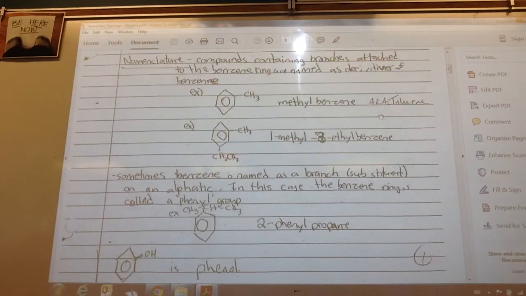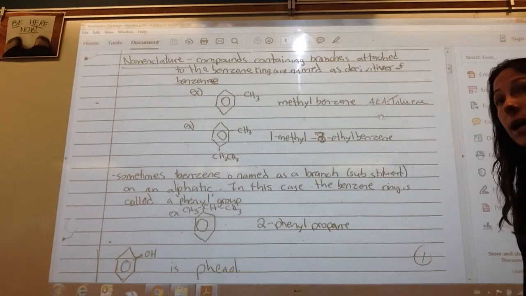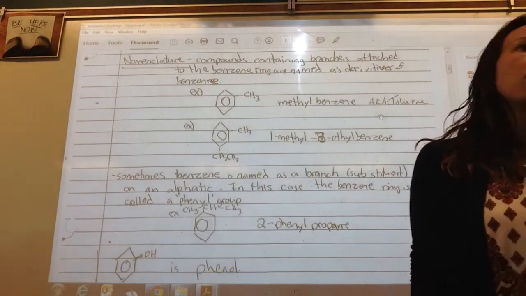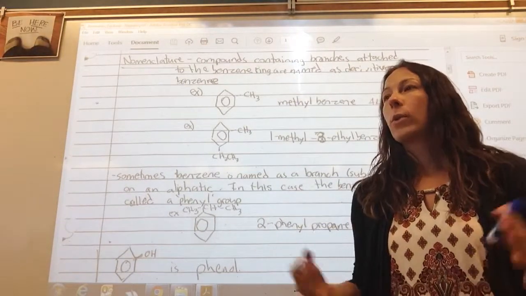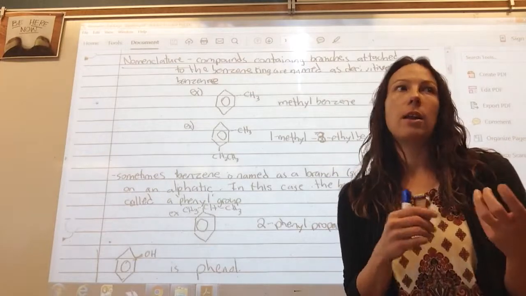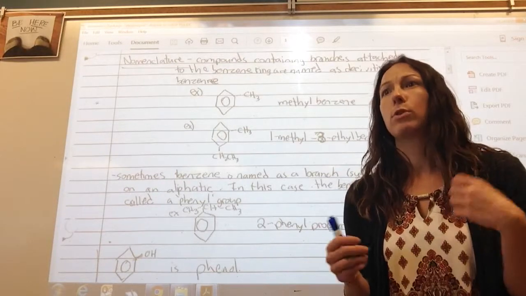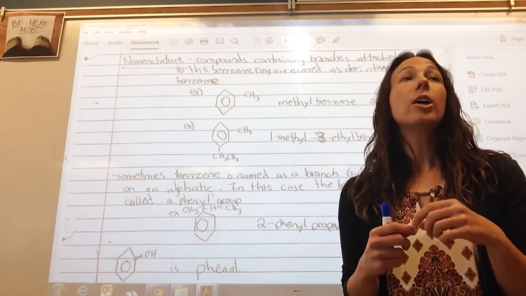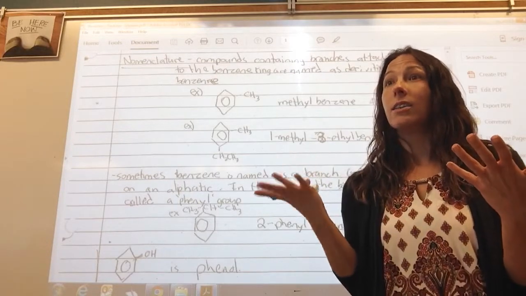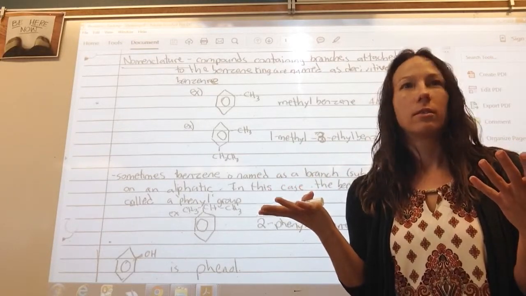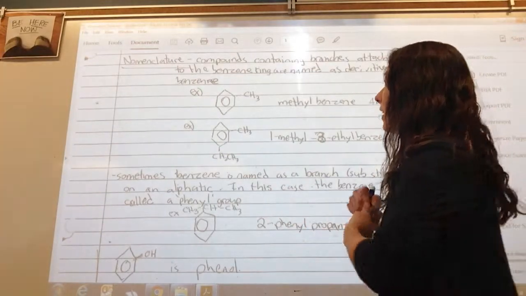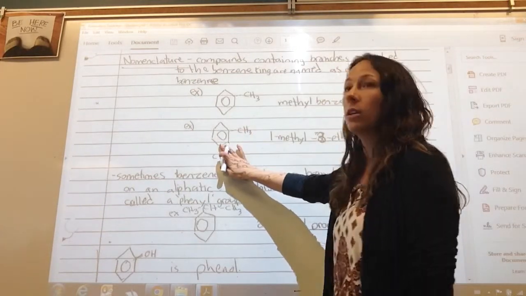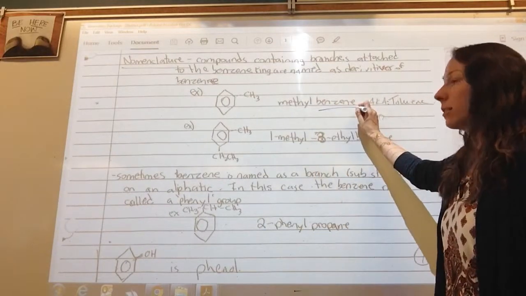Well, this is kind of where it gets a bit tricky. Sometimes it's a branch, sometimes it's the main star attraction, the bracelet. Before we had methane, methyl, ethane, ethyl. No problem, right? Butane, butyl. Here we have benzene, phenyl. Weird, but you just have to deal with it. So if it is the main star attraction, I'm going to name it benzene.